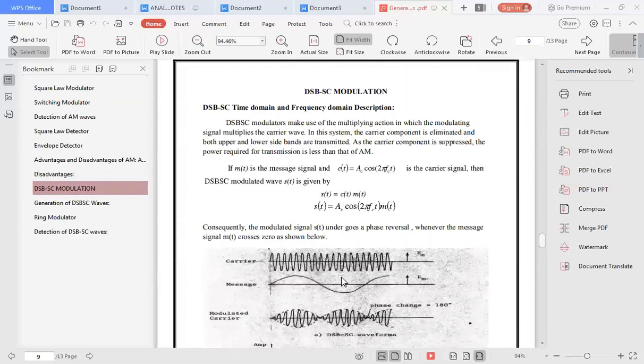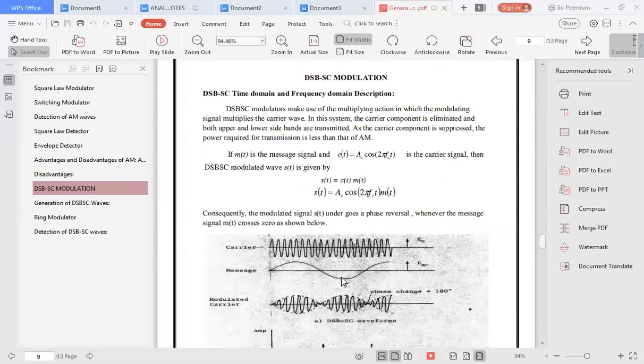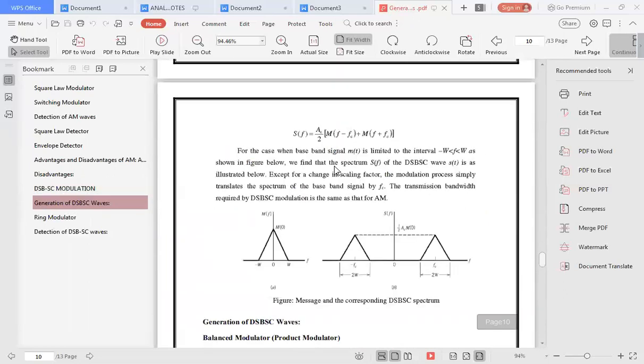Now we are explaining double sideband suppressed carrier modulation. Here, the carrier, A cos omega ct, is multiplied by the message signal. Then we get two sidebands, upper sideband and lower sideband, and the carrier is suppressed.